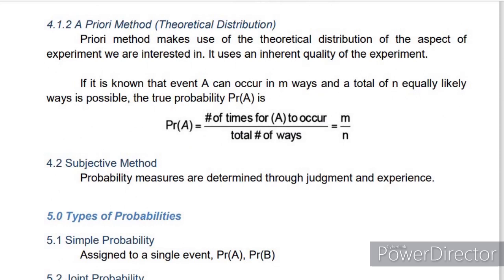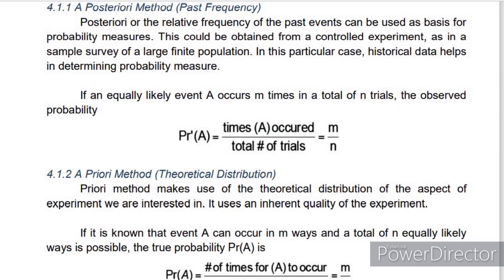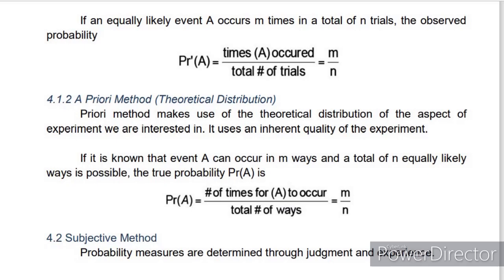Next, 4.1.2, a priori method, theoretical distribution. Priori method makes use of the theoretical distribution of the aspect of experiment we are interested in. It uses an inherent quality of experiment. It is known that event A can occur in m ways, and a total of n equally likely ways is possible. The true probability, the probability random variable A is equal to the number of times of A to occur. So it is number of times over total number of ways of it, which is n. So the difference of the two is, the other is occurrence over trials, while the second is occurrence over number of ways.